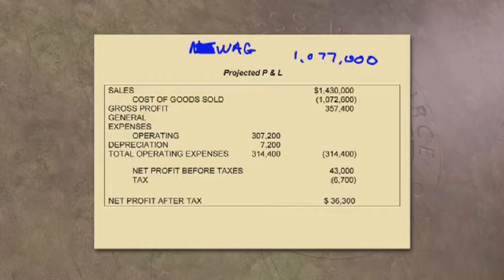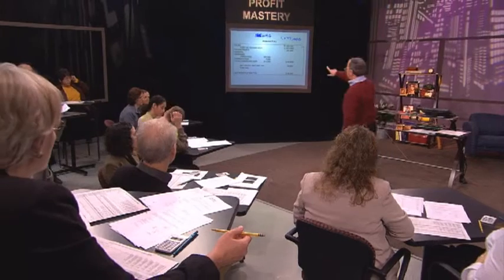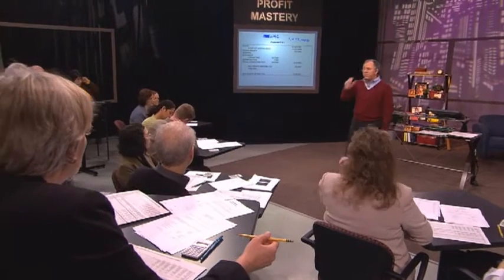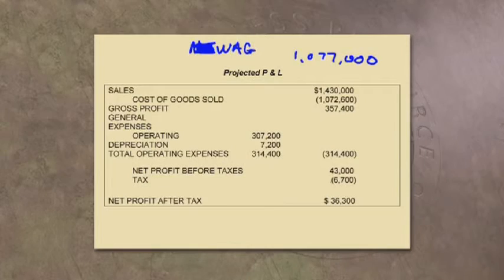I've broken out depreciation. Why? It's a non-cash expense, right? It's an expense, but we don't write a check for it, correct? Total operating expenses $314, leaving a profit before tax of $43, pay some tax, and we got profit after tax of what? $36.3. You with me?